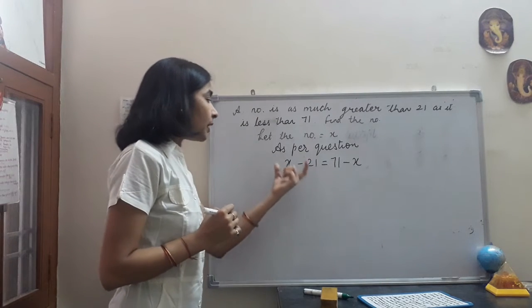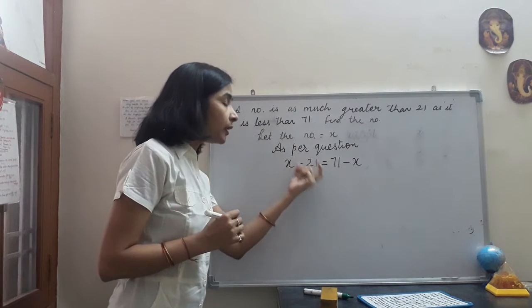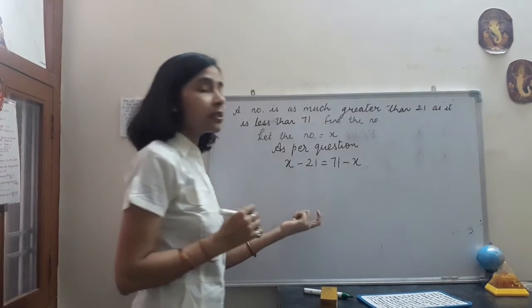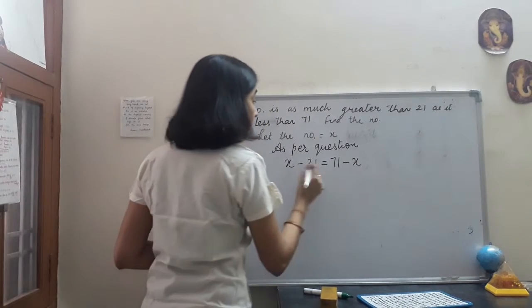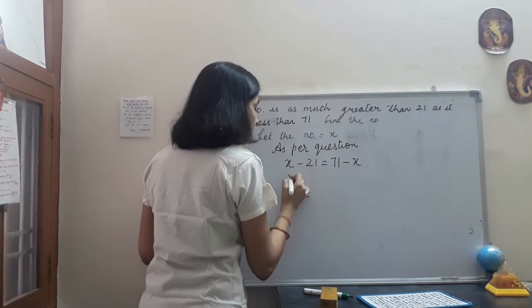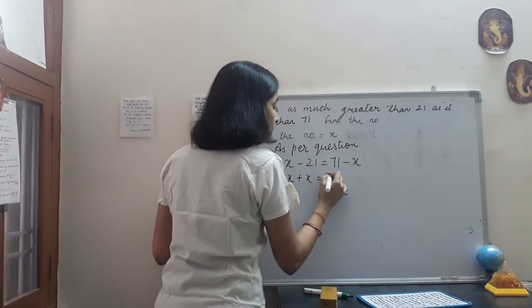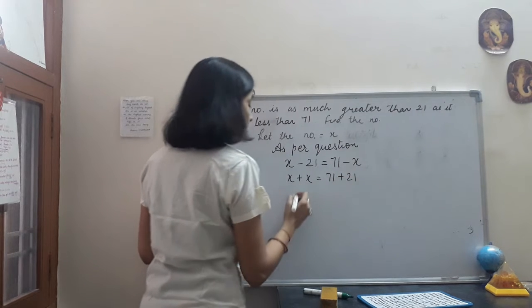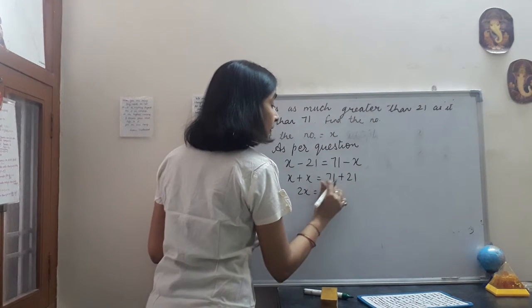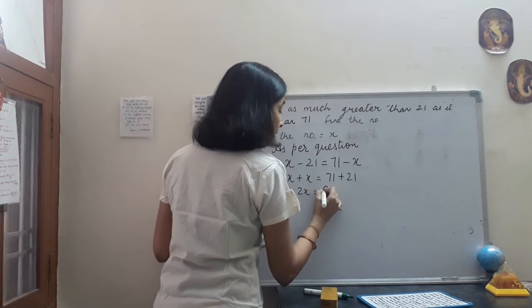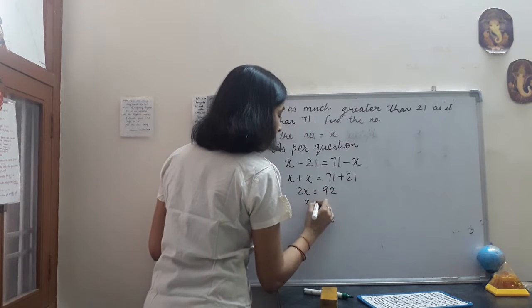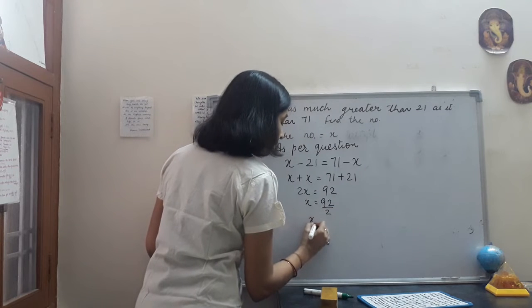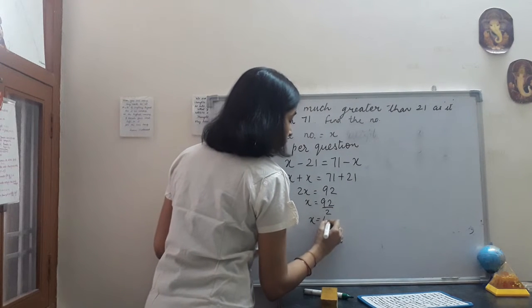Whatever number we get by subtracting 21 from the number, the same we get when we subtract the number itself from 71. Now bringing the like terms on the same side, x plus x is equal to 71 plus 21, so positive here. Now 2x is equal to 92. So x is equal to 92 upon 2, and therefore x is equal to 46.